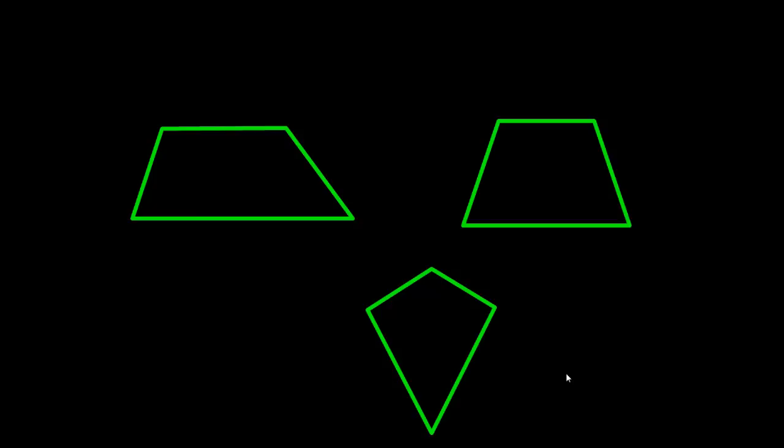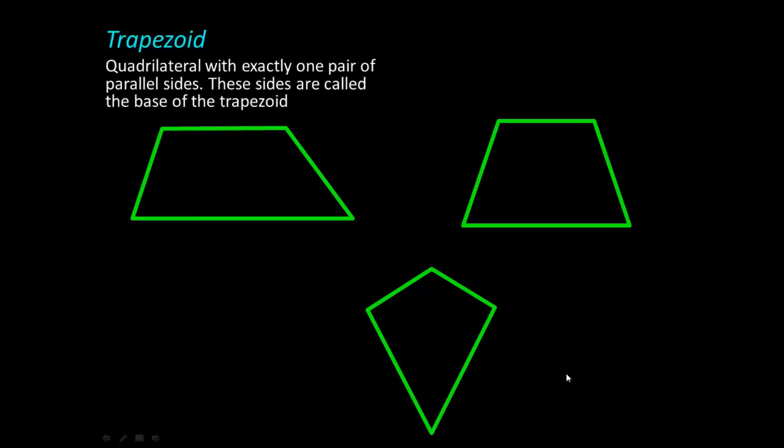And here are the last three. This is a trapezoid. It's a quadrilateral. That means we've got exactly one pair of parallel sides. So it can't have any more than that. Just one pair of parallel sides. And these are called the bases. Both of them. The two parallel sides are called the bases of the trapezoid. That's important to know.